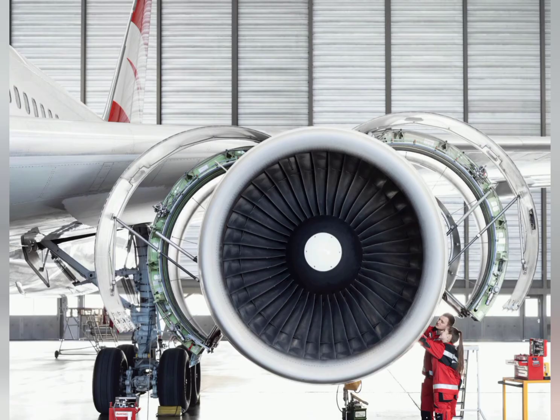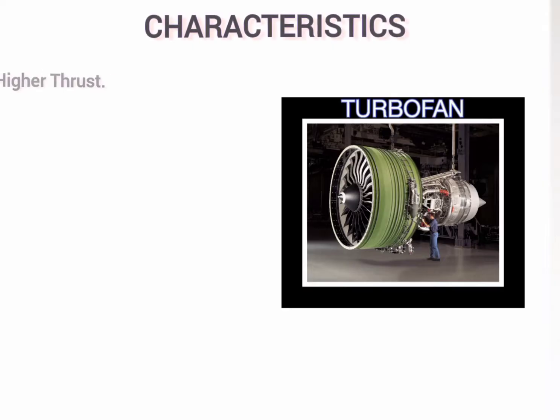The exhaust gas produces less than 25% of the total thrust, while 75% comes from the attached fans. This was all about turbofan engine. Now let's see characteristics of turbofan engine.